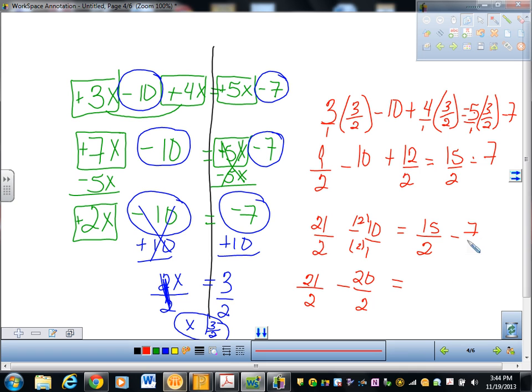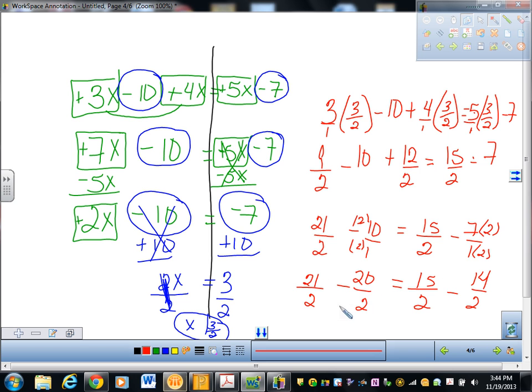And then I'm going to do the same thing over here. That's currently a 1, and I can't subtract that because that's a 1, and we need it to be the same denominator. So in order to make that 2, I have to multiply by 2. And what I do to the bottom, I do to the top. So I've got 15 halves here, and 2 times 1 is 2, and 2 times 7 is 14. Now I can subtract.